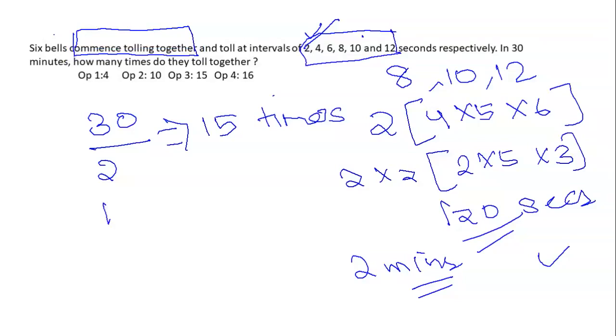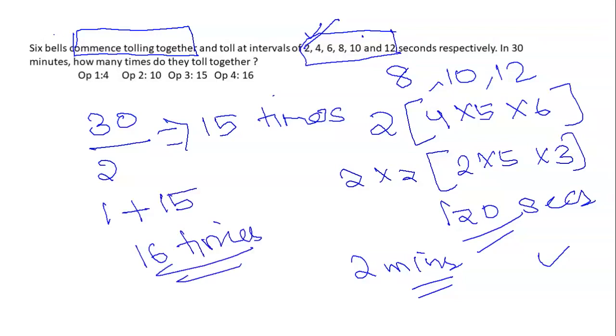At 0 seconds, they toll together one time. Plus we have 15 times of this, together it is going to be 16 times. So your answer is 16 times. Clear now? Six bells commence tolling together. The problem is that most of you come to the answer with the working and say 15 times.